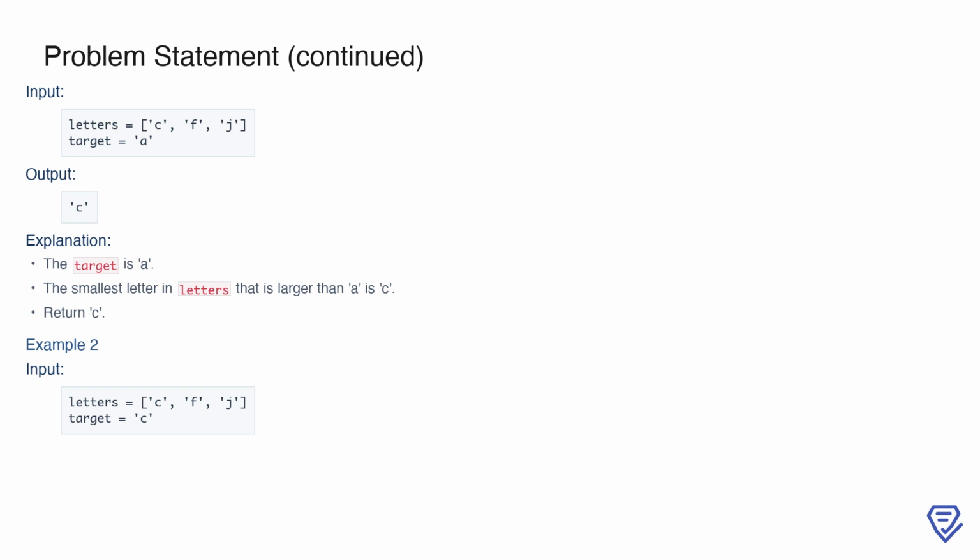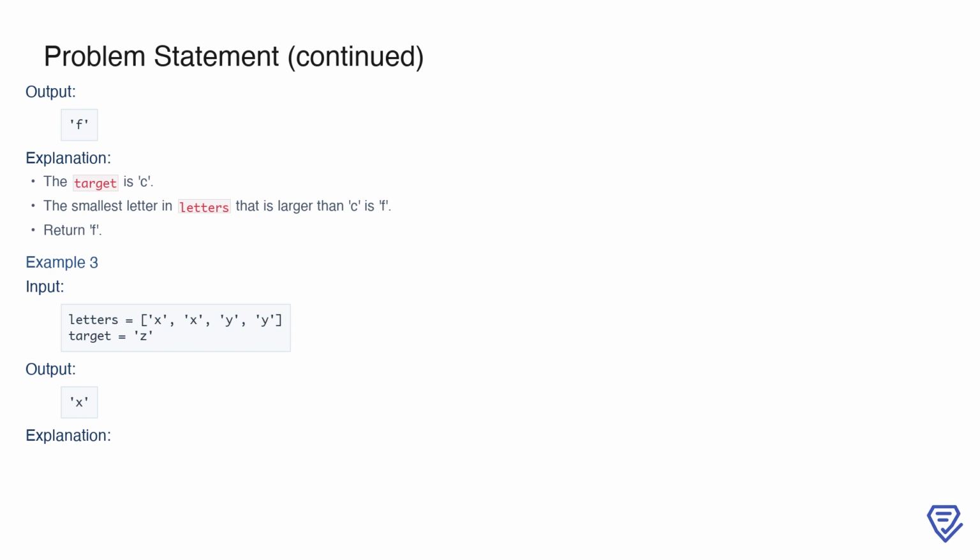Consider the first example. The input consists of letters equals C, F, J, and target equals A. The goal is to find the smallest letter in the array that is greater than A. Looking at the array, we can see that C is the first letter that satisfies this condition. Therefore, the function should return C. This demonstrates how we check each letter in the array to find the smallest one that is strictly larger than the target.